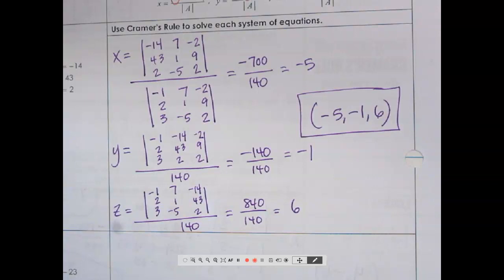I feel like there's less room for mistake as opposed to the substitution and elimination method. Are we good? Does anybody need help on the calculator? That's today's lesson.